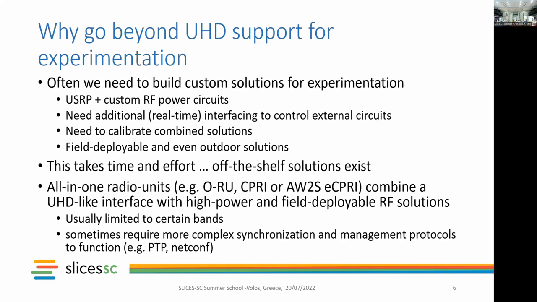Now, they combine a UHD-like interface with high power and field deployable RF solutions. That's very good for experimental platform activities. Now, the one major limitation is that they're usually limited to certain bands. But ultimately, that's not a major limitation because if you want to have an experimental network that you deploy outdoors, you have to ask your local regulator anyway for the right to transmit. If you want to do everything according to the books, you have to ask for permission to transmit in a particular band. Almost surely you would be able to buy a radio unit that works in the band that you will get permission to use.